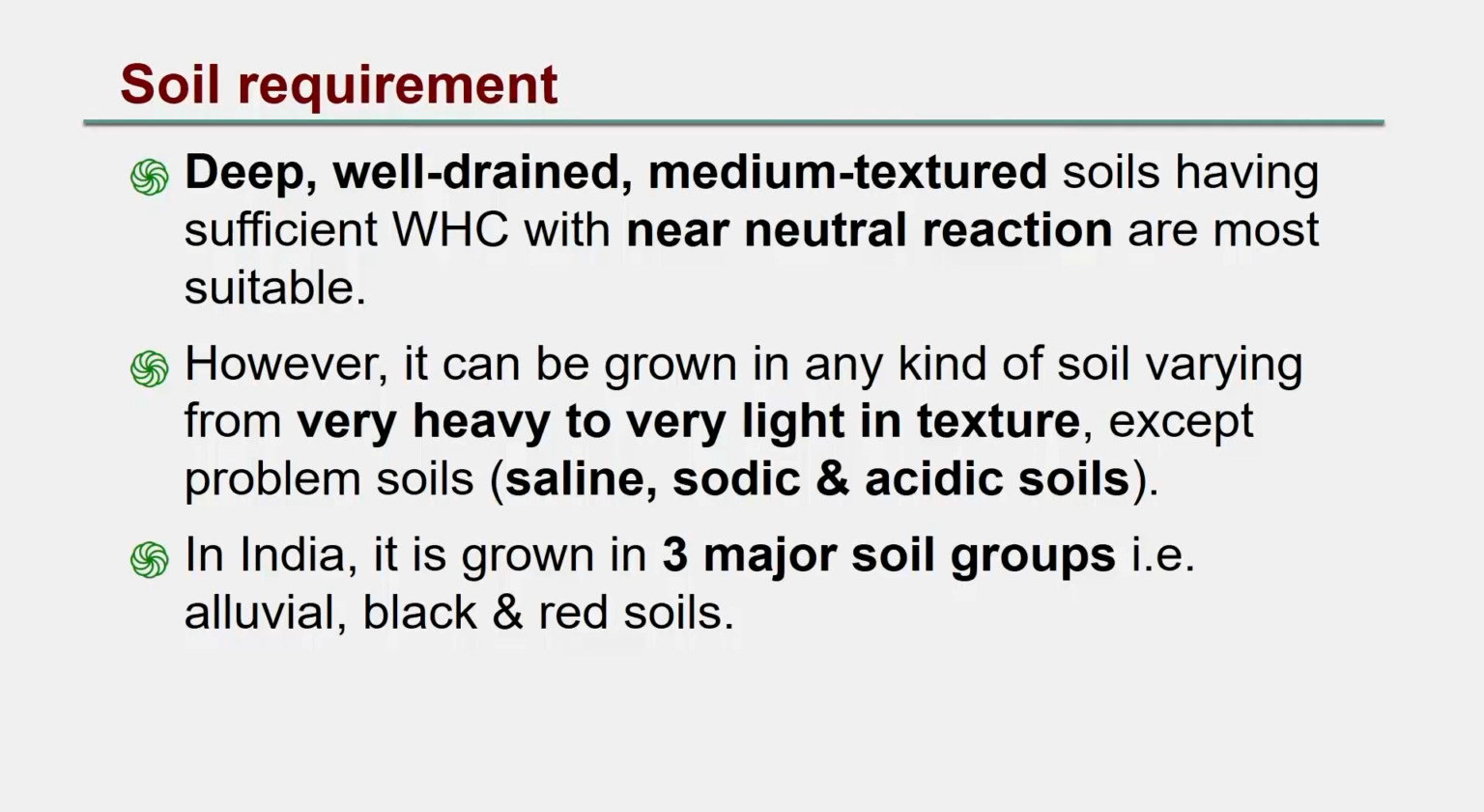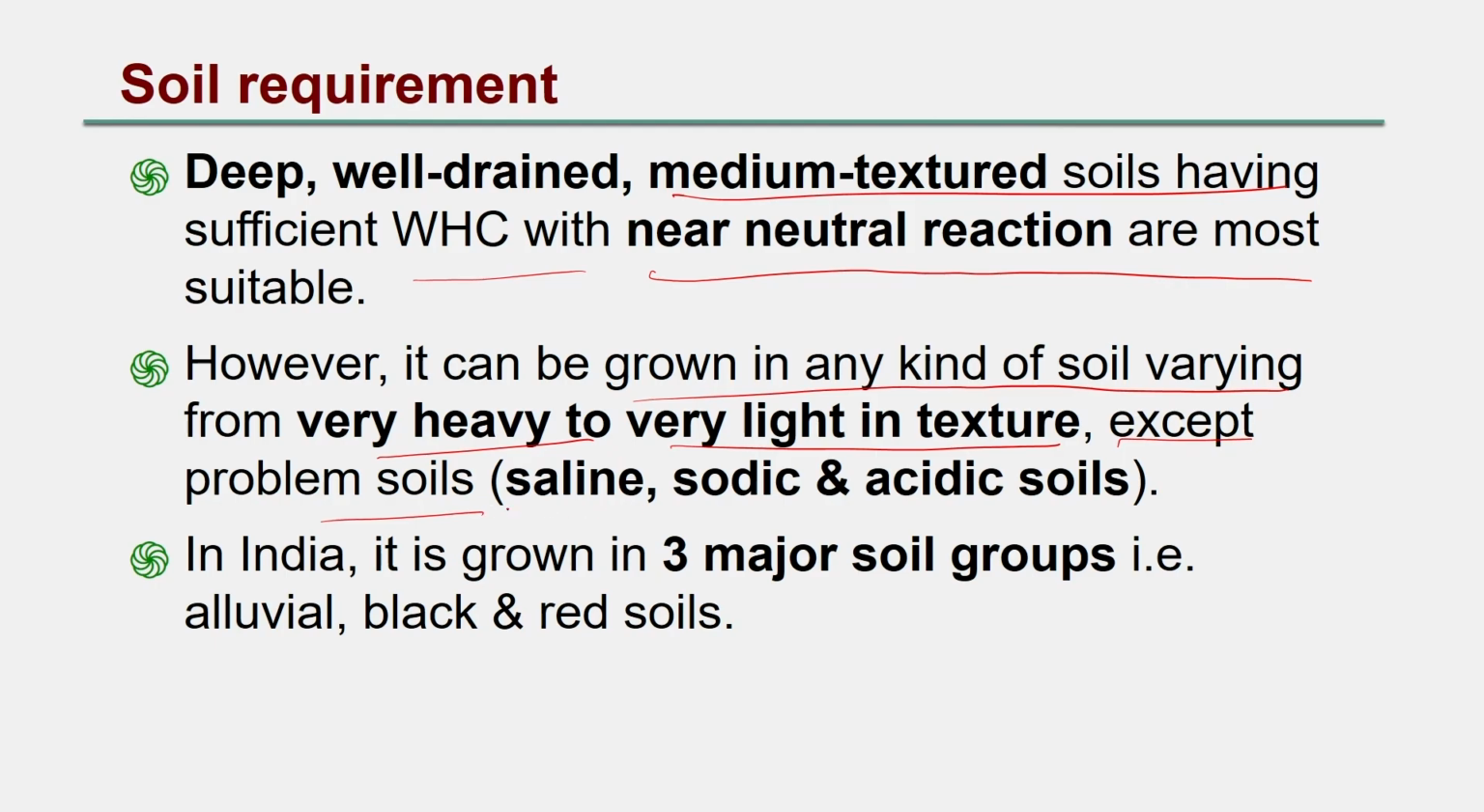So deep, well drained, medium textured soils having sufficient water holding capacity with near neutral reaction are most suitable for sugarcane cultivation. However, it can be grown in any kind of soil, varying from very heavy to very light in texture, except problem soils. It does not like problem soil like saline soil, sodic soil and acidic soils. In India, it is grown in three major soil groups. These are alluvial, black and red soils.